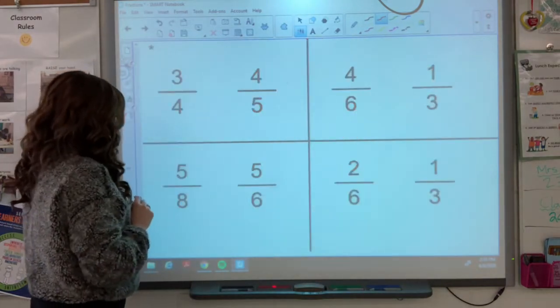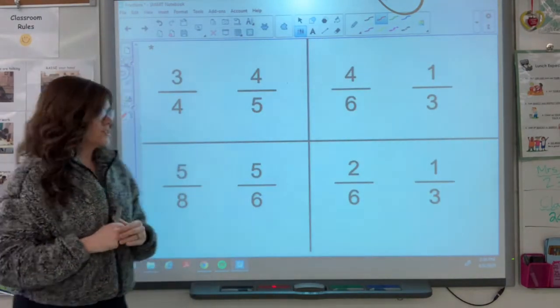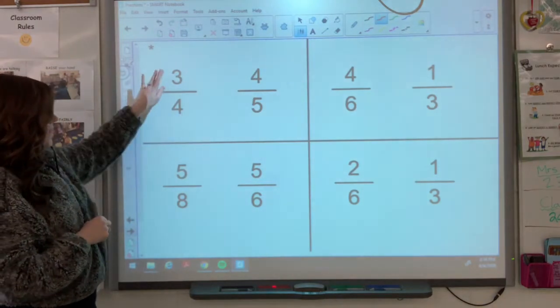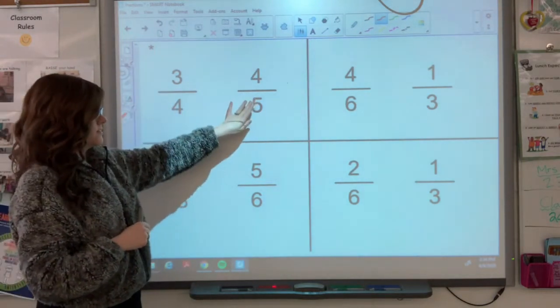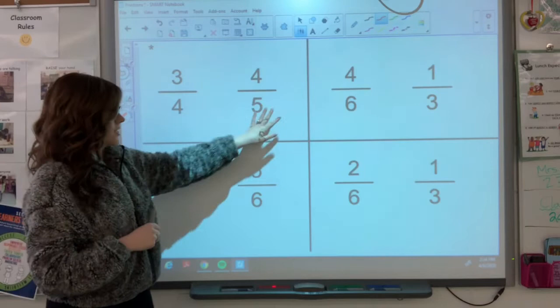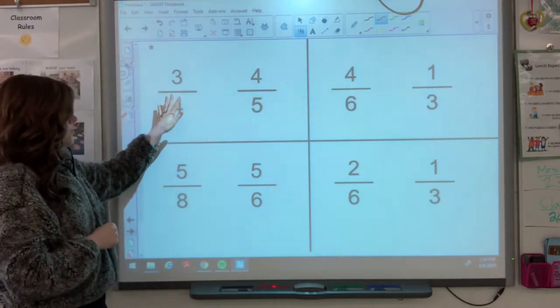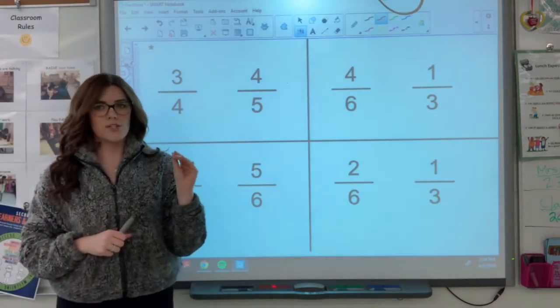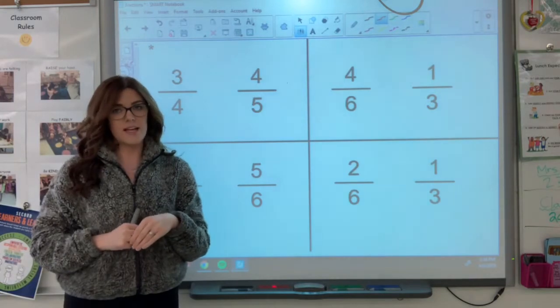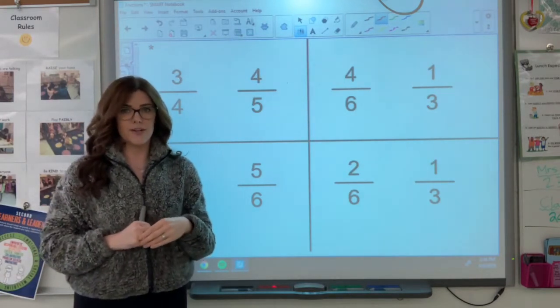Now, you guys are going to get a chance to practice. Let's start with the first one here. We have 3/4 and 4/5. I want you to write these two fractions on your whiteboard, and I want you to pause the video, and you are going to use cross multiplication to find out which fraction is bigger.